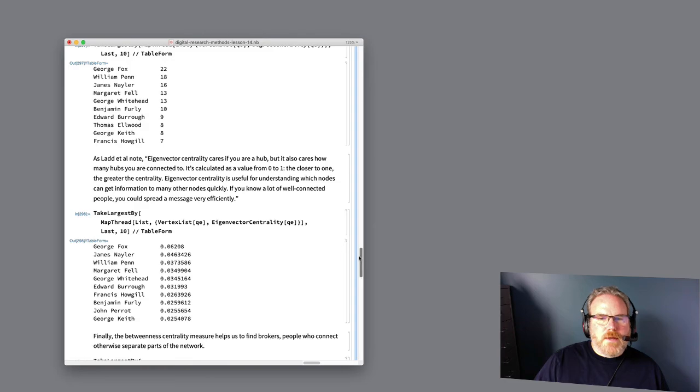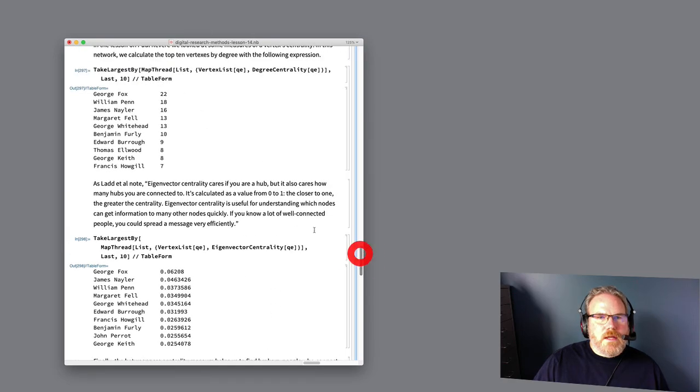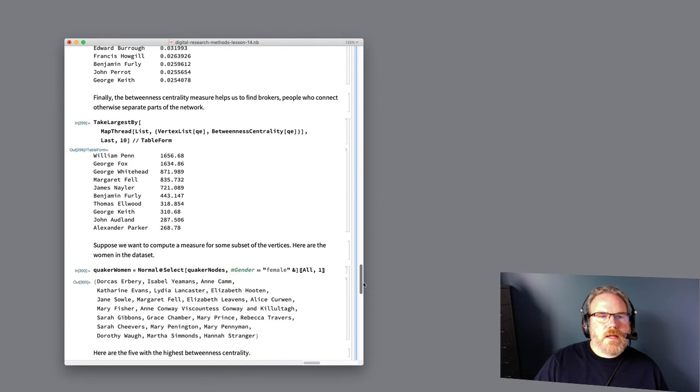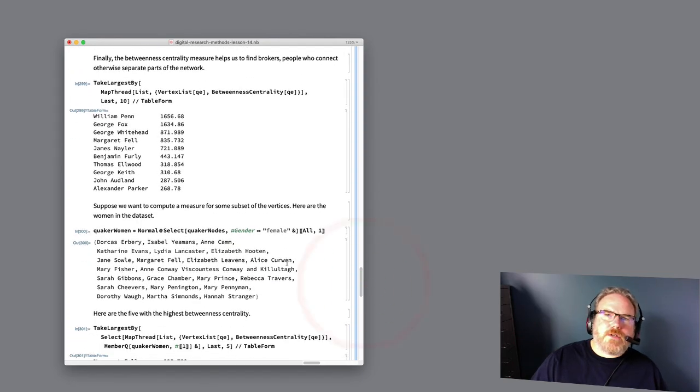And we can see by this measure, George Fox has the highest eigenvector centrality, just as he had the highest degree centrality. But William Penn has dropped from second place to third place on this particular measure. And finally, we can use betweenness centrality to help us find brokers, and these are people who connect otherwise separate parts of the network. William Penn is the highest by this measure, and then George Fox.